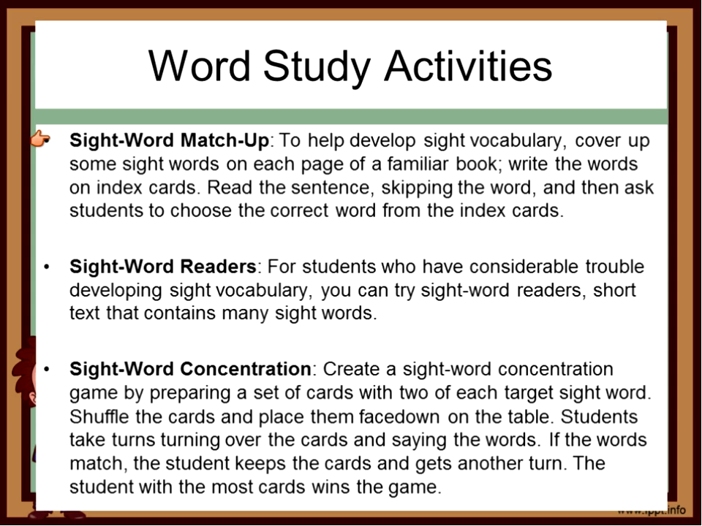Some word study activities that you can try. You can do what's called a sight word matchup. This deals primarily with sight words, all of the activities that you're going to see here. And I know a lot of our kids so far in second grade seem to be struggling with some of this, and I'm sure in kindergarten and first grade they are as well. Sight word matchup is to develop sight vocabulary, so you want to cover up some sight words on each page of a familiar book. You can write the words on index cards. You can read the sentence, skipping the word, and then ask the students to choose the correct word from the index cards that you've practiced.